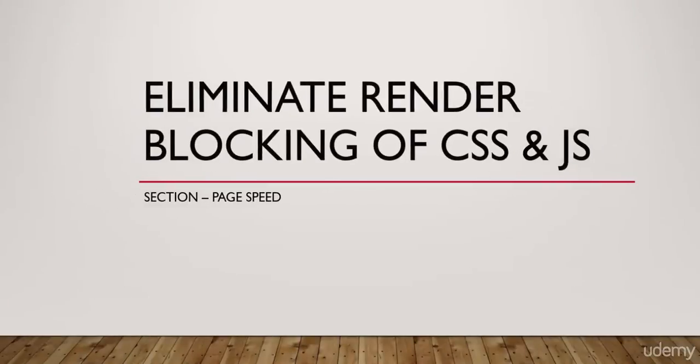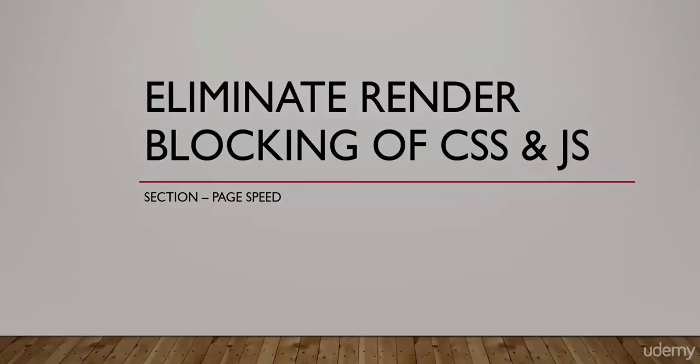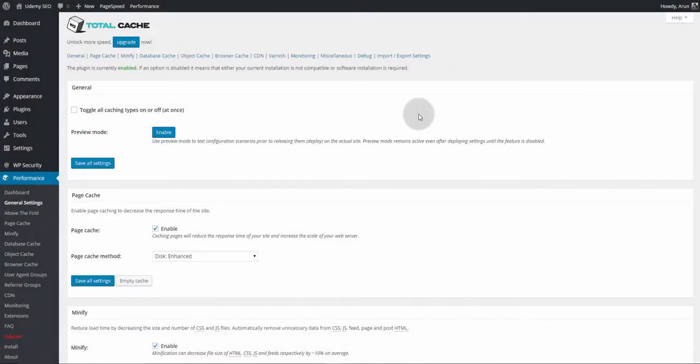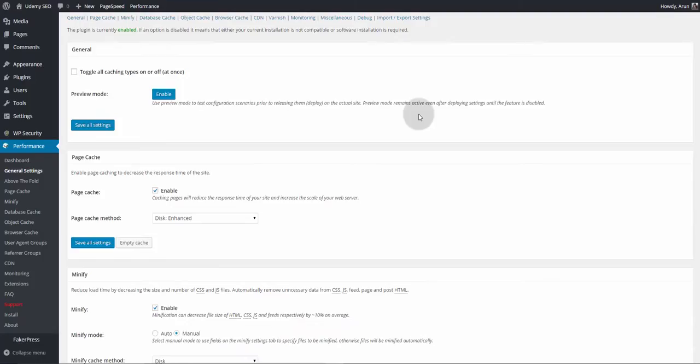In this lecture, we are going to eliminate the render blocking of CSS and JavaScript, which was shown as an error or the compulsory correction that we should make by PageSpeed Insights by Google. To eliminate the render blocking of JavaScript and CSS, we need to install two more plugins. But before installing, you need to change some settings in Total Cache.